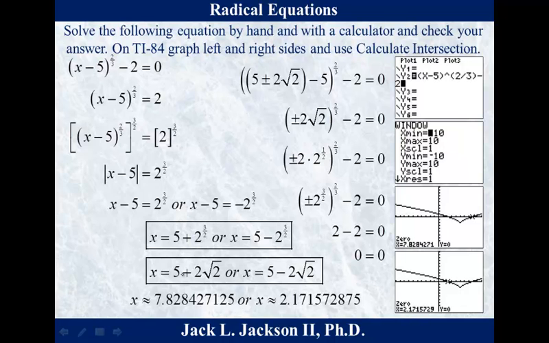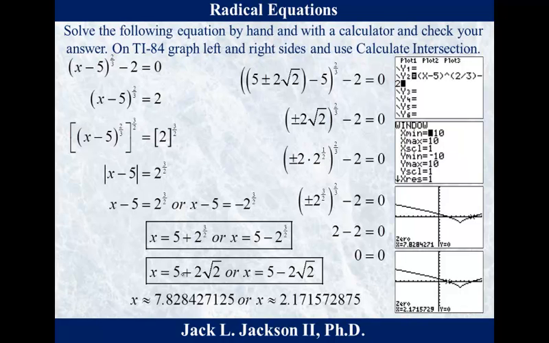So the one with the plus, 5 plus 2 square root of 2, is approximately 7.828427125, and the 5 minus 2 square root of 2, or in other words 5 minus 2 to the 3/2, is approximately 2.17157285. And these are irrational numbers, so they do not terminate or repeat. So these are approximations when we do them in the decimal form.